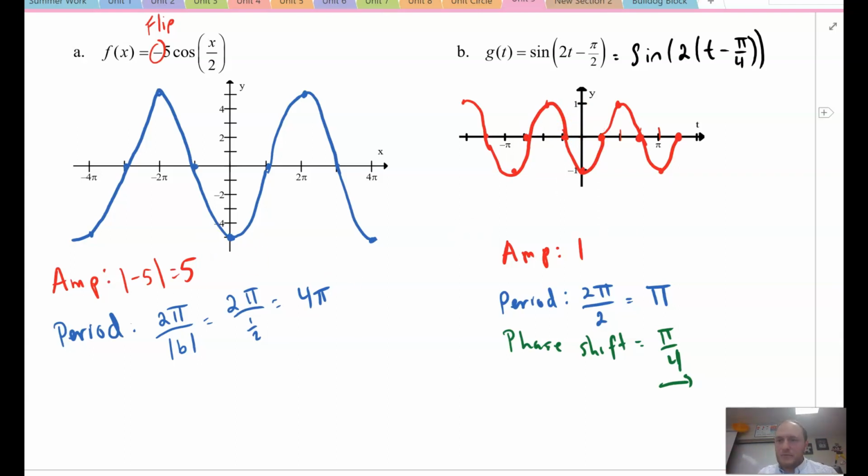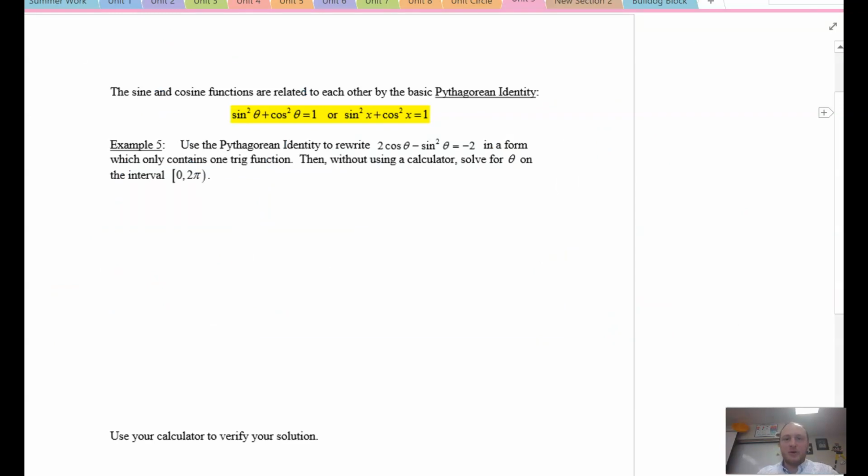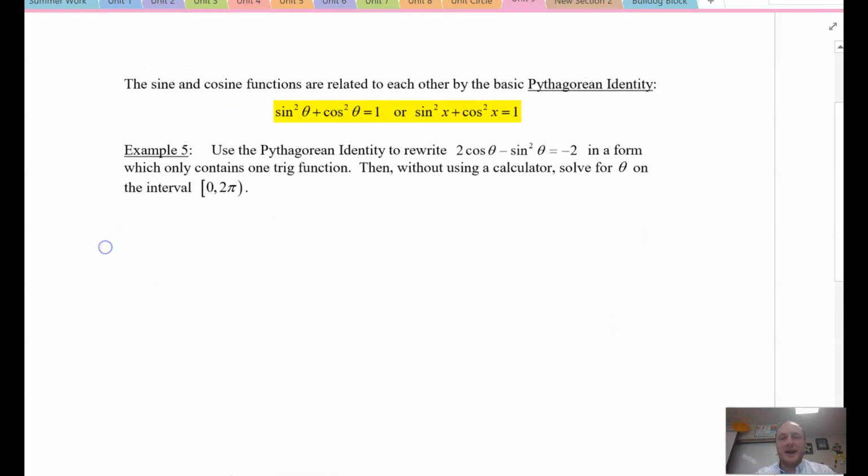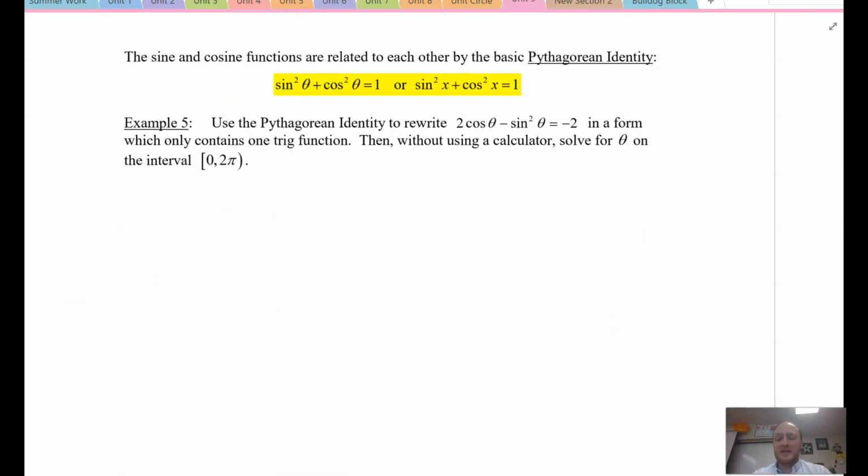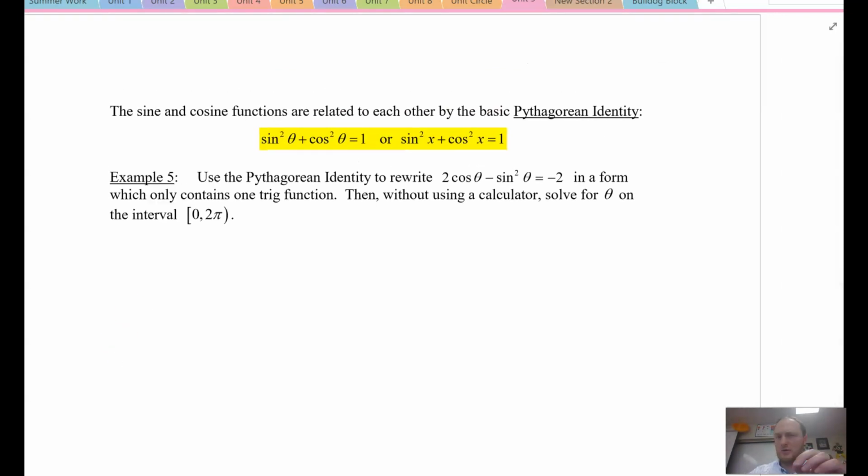Okay. All right, last but not least, we're going to go ahead and talk about Pythagorean identities. Now, the main identity that you need to know, the Pythagorean identity, is sine squared plus cosine squared is equal to 1. And what you'll also see are some adjustments off of this.